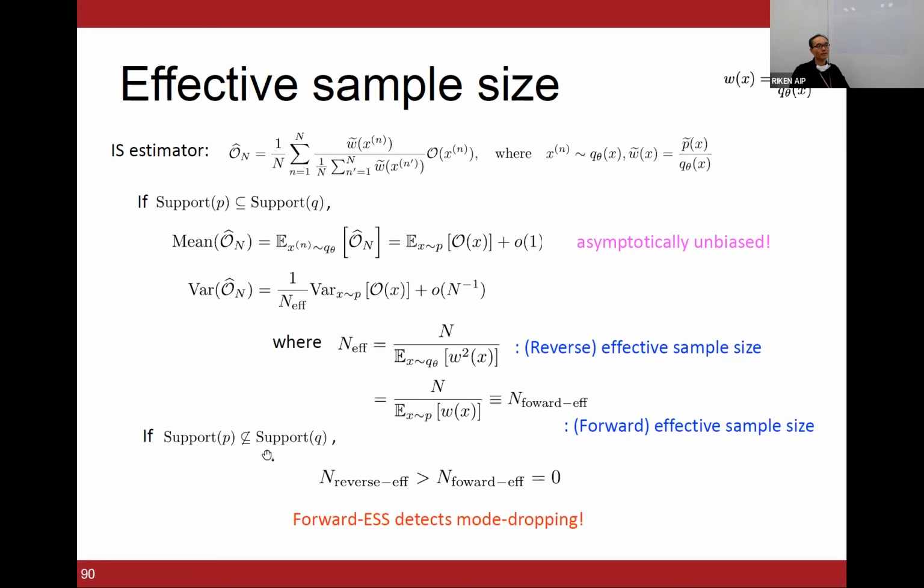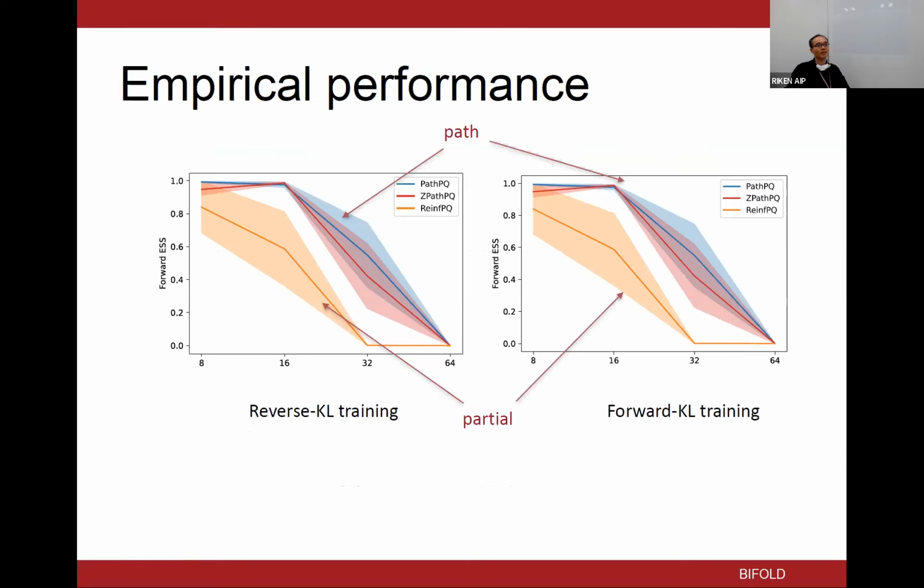But if there is mode dropping, then this forward effective sample size, this denominator can diverge, because we get some sample from P, which can make the denominator W go to 0. So if there's mode dropping, basically this forward effective sample size goes to 0. So in this sense, forward effective sample size is sensitive to the mode dropping, and it can detect the mode dropping and reduce further the effective sample size. And this value we use for evaluating the generative models, and we get this result.